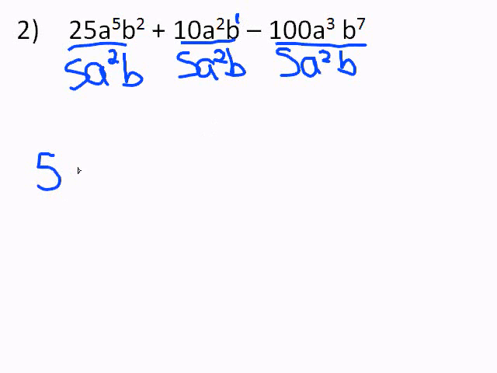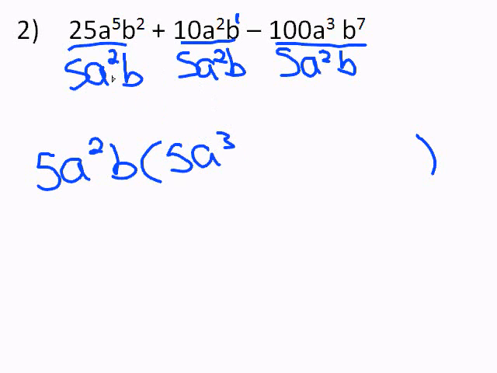So what we're going to do is factor out a 5a squared b. That goes outside of our parentheses. Inside of the parentheses gets the result of factoring out the 5a squared b. So we divide each of our terms by 5a squared b. 25 over 5 is 5. A to the fifth over a squared is a to the third, because 5 minus 2 is 3. B squared over b is b to the first, because 2 minus 1 is 1.